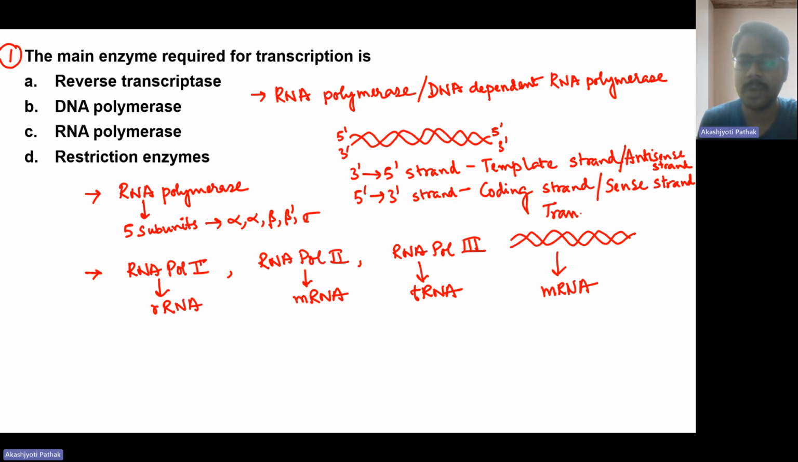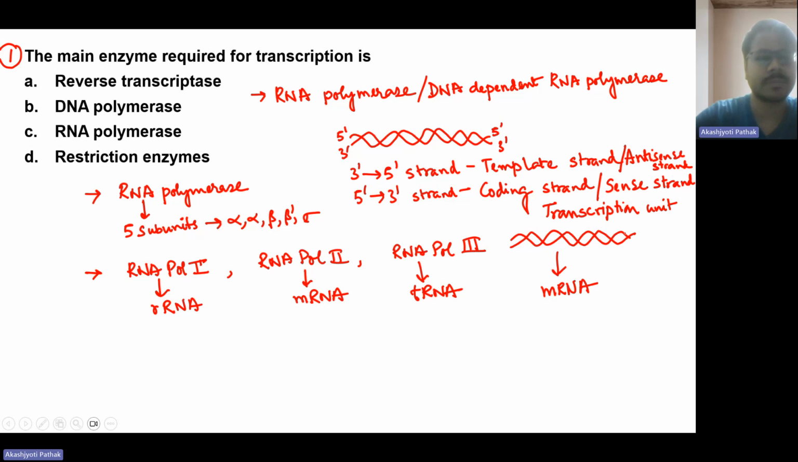This transcription unit has three parts: a promoter sequence, a coding sequence, and a terminator region. The region starting from the promoter to the terminator is called the transcription unit. We will look into these regions one by one. What is the function of the promoter? What is the coding region, and what is the terminator region?